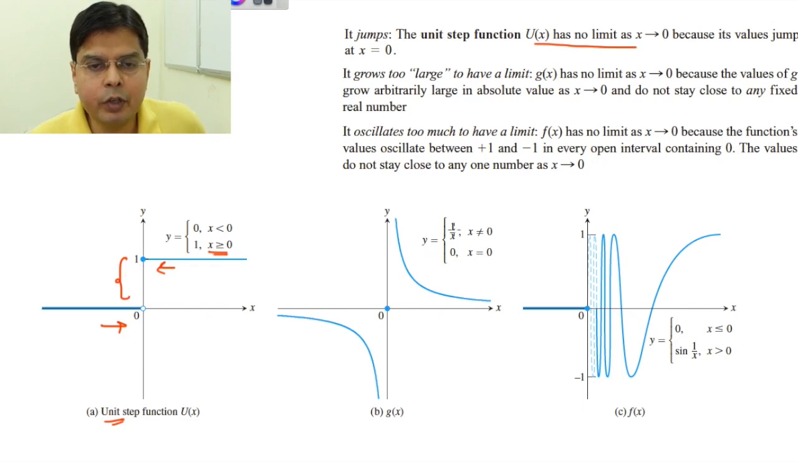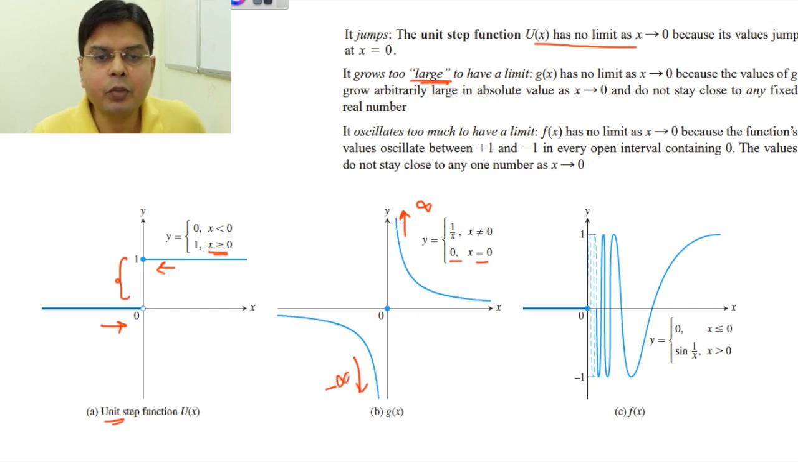Now take this function y is equal to 1 by x for x not equal to 0, and y is equal to 0 for x equal to 0. Will this function have a limit? This will also not have a limit, because this function is growing too large. As x tends to 0, this 1 by x tends to infinity. So it grows too large to have a limit. Similarly, for x less than 0 it is going to minus infinity, and for x greater than 0, y is going to infinity, and it does not stay close to any fixed real number, therefore no limit.